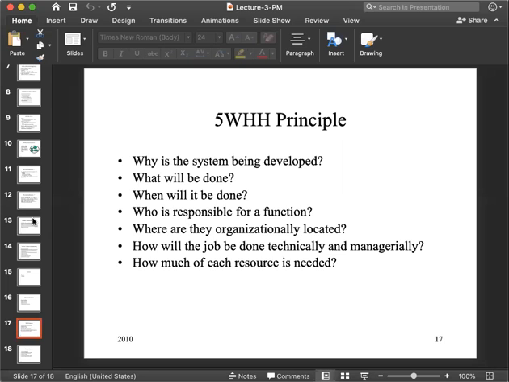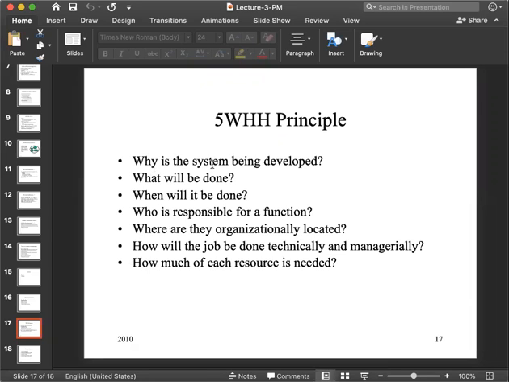Okay, while you are doing any project, there is a principle called the 5WHH principle. This is actually considered a principle of software development. Whenever you get this, you will write it down. It is not actually 5, there are 1, 2, 3, 4, 5, 6, 7. But it is 5W and 2H. You can see there is 5W: why, what, when, who, where. 5W, 2H, that is how and how. So the 5W and 2H principle.